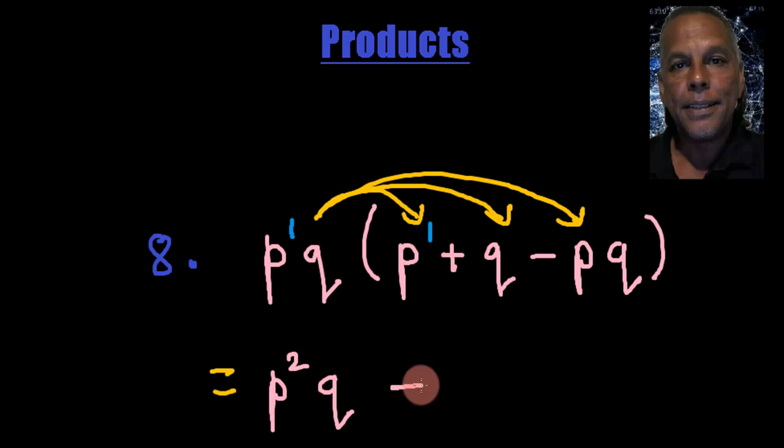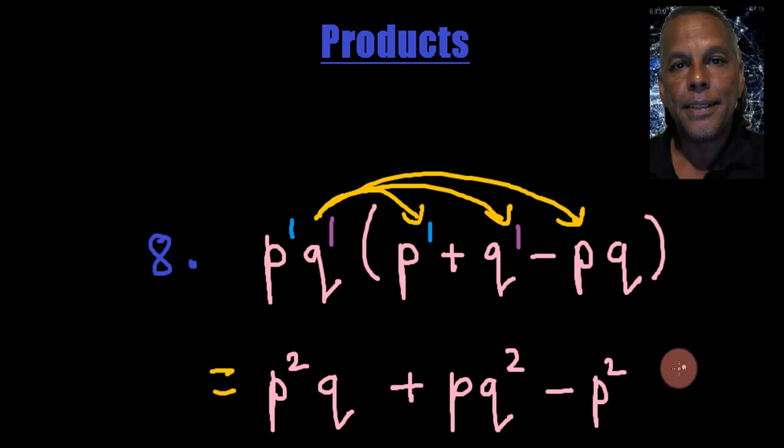Then we have a plus. Now we add the powers of the q's when we multiply. So then pq times q will give us pq, and in adding the powers of the q, we'll get q squared. Then we have a negative. Here we multiply pq by pq. So p times p will give me p squared, and q times q will give me q squared.